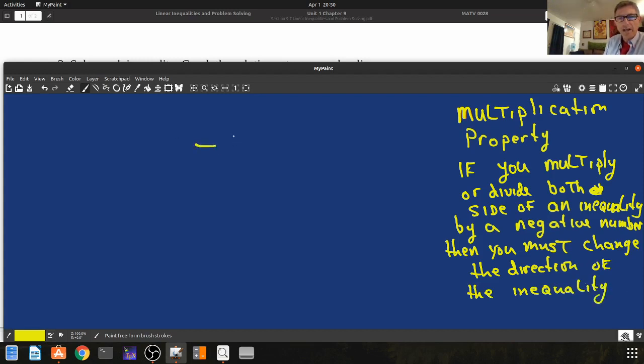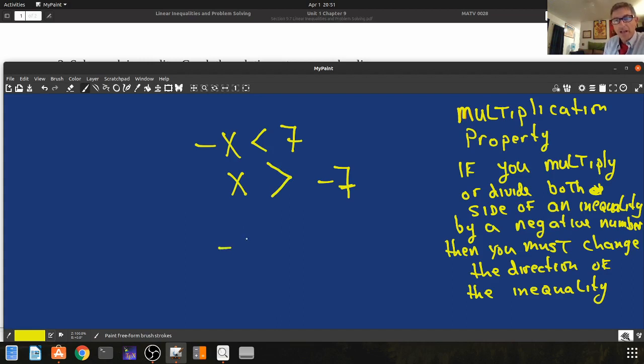Suppose we have minus x is less than 7. Well, I don't want that minus on the x. So one way I can get rid of it is I can multiply both sides by minus 1. So when I multiply minus x by minus 1, I get x. And when I multiply 7 by minus 1, I get minus 7. But I just multiplied both sides by a negative number, so I have to change the direction of my inequality. You cannot forget to do that.